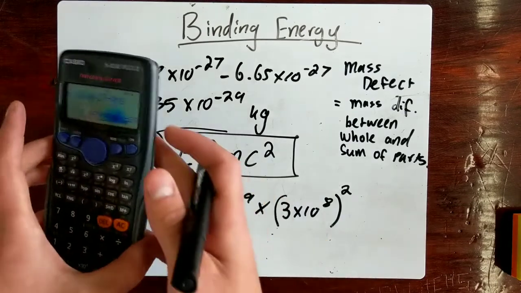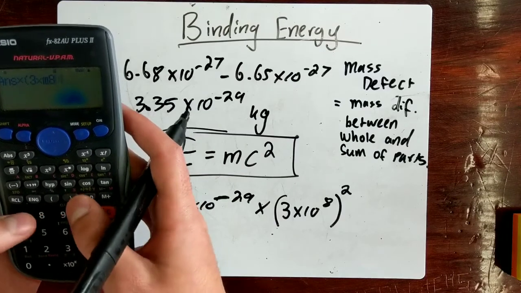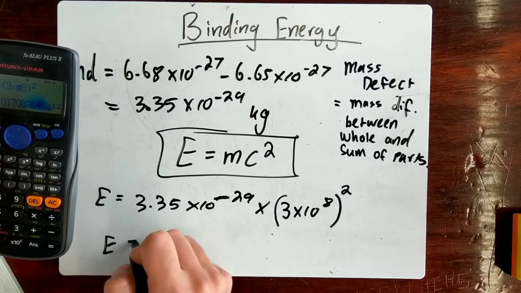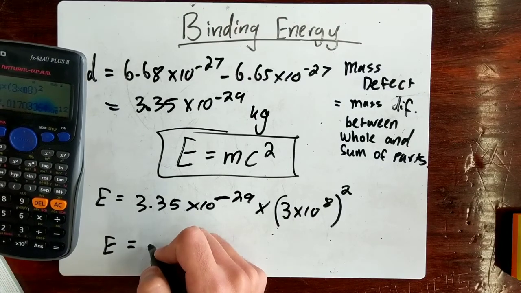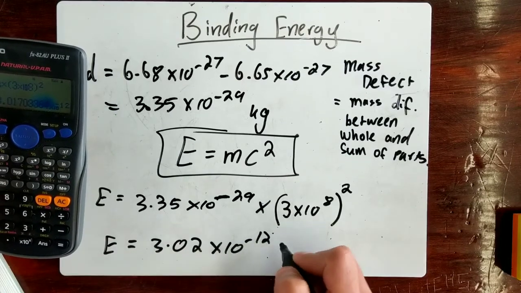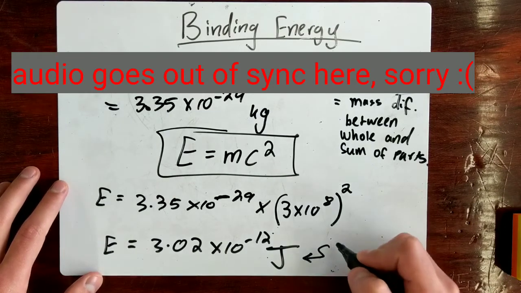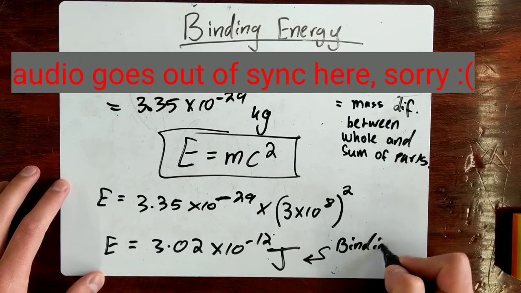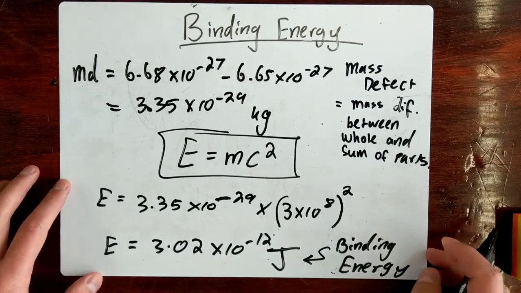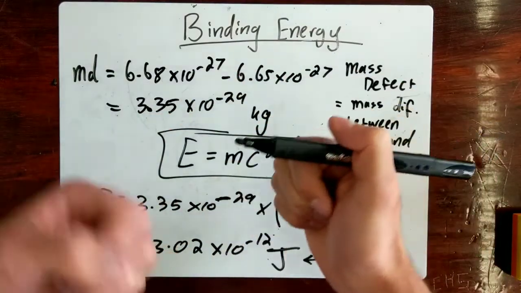When I put that into my calculator, 3.35 by 10 to the negative 29 squared, I should get an energy of approximately 3.02 times 10 to the negative 12 joules. And that is my binding energy. That is the amount of energy measured in joules that I have holding my nucleus together and stopping those protons from flying out and being repelled from each other.